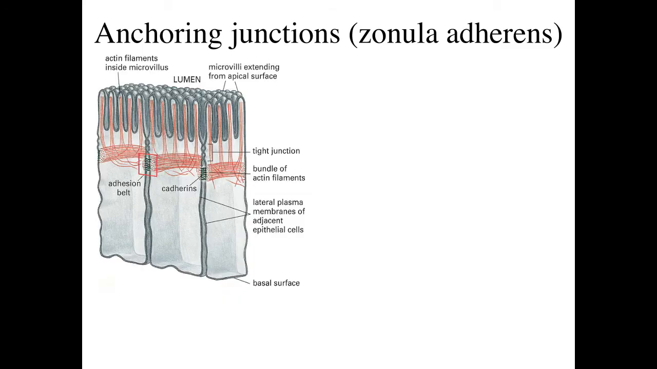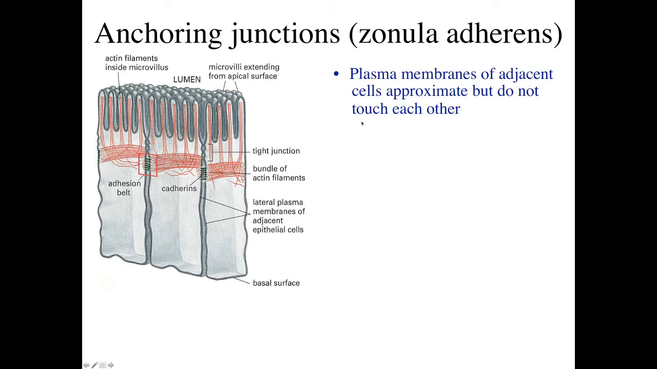Now, let me talk a little bit about the zonular adherens anchoring junction. Plasma membranes of adjacent cells approximate each other, but they don't actually touch.